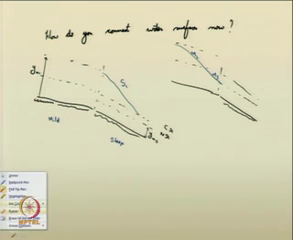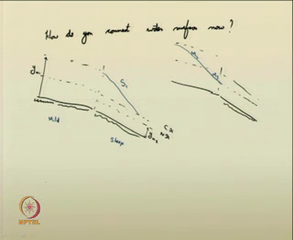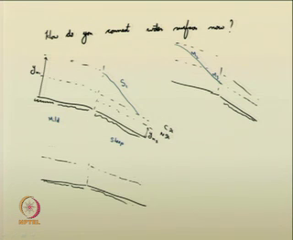A possible third situation is a mild slope channel followed by the steep slope channel, the critical depth line, the normal depth line for channel 1, normal depth line for channel 2.